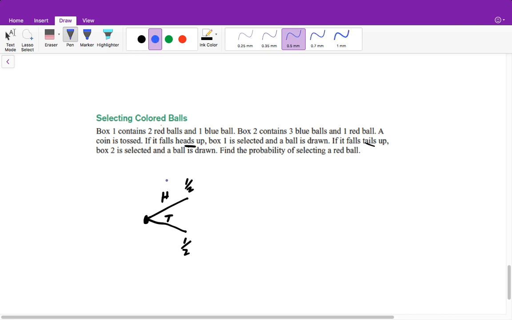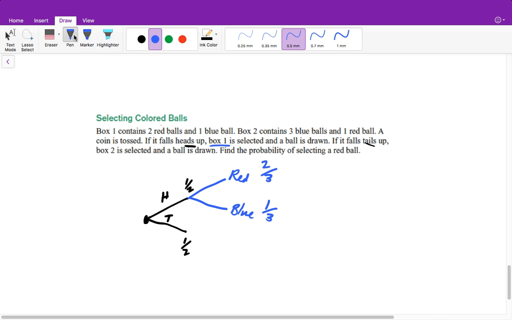And now if we get a heads, that tells us that we're selecting from box 1. Well, there's only 2 different kinds of balls in box 1. It is a red or a blue ball. Now from here, the probability of getting a red ball, because we have 2 and there's 1 blue, that means 2/3 of getting a red ball. The probability of getting a blue ball is 1/3.